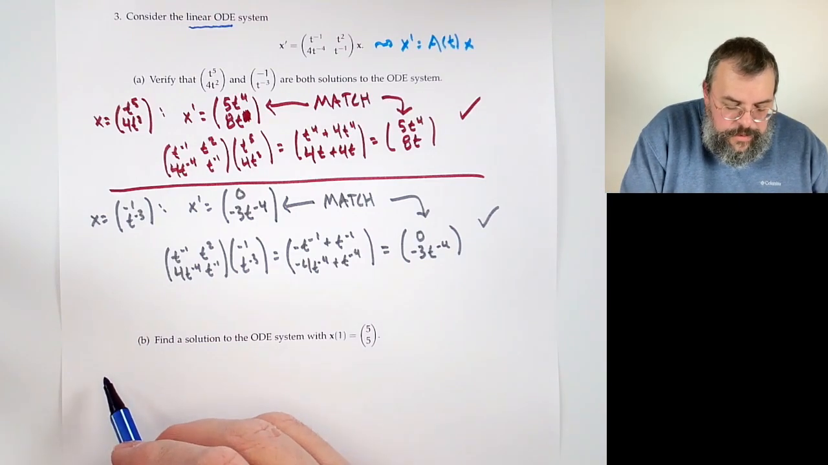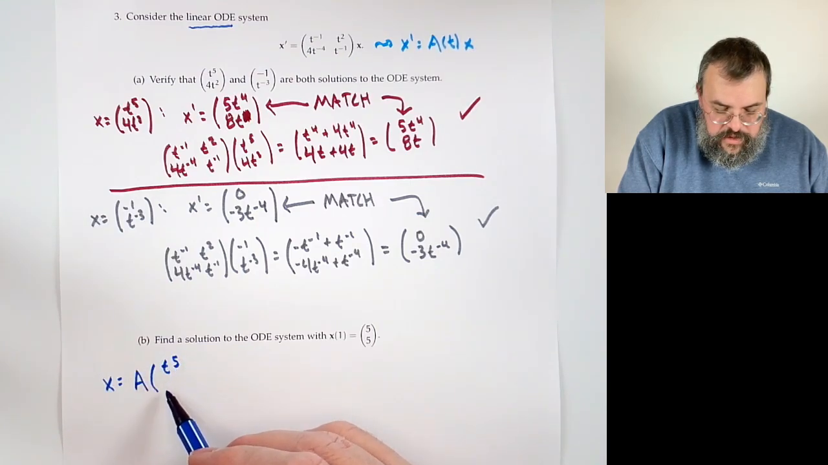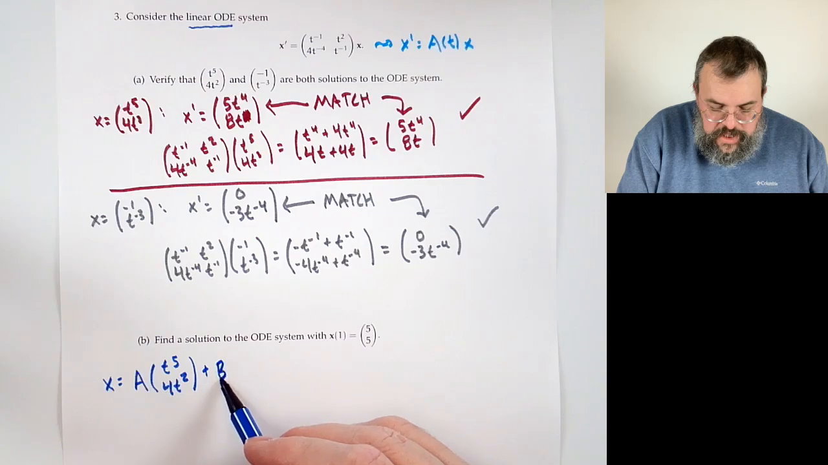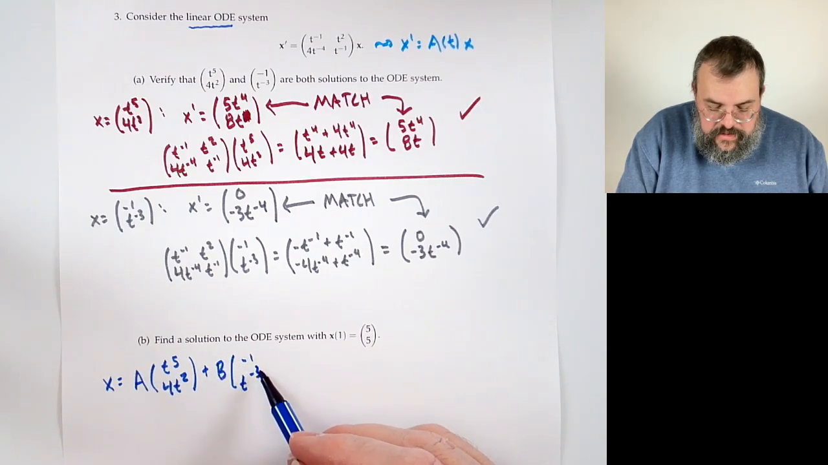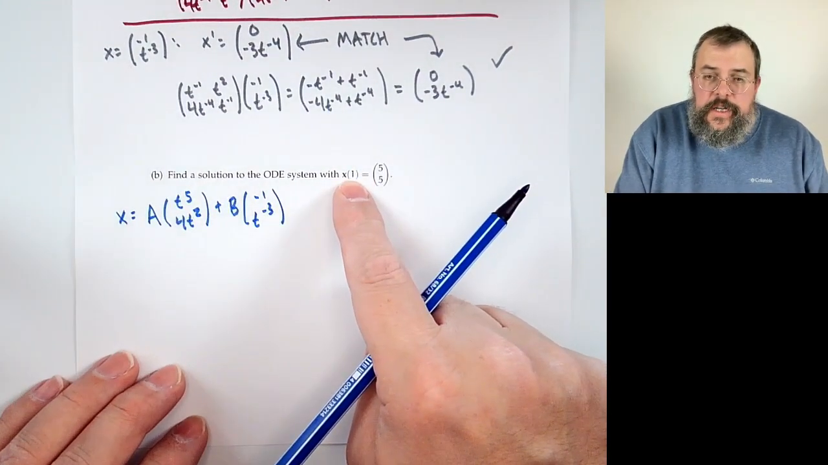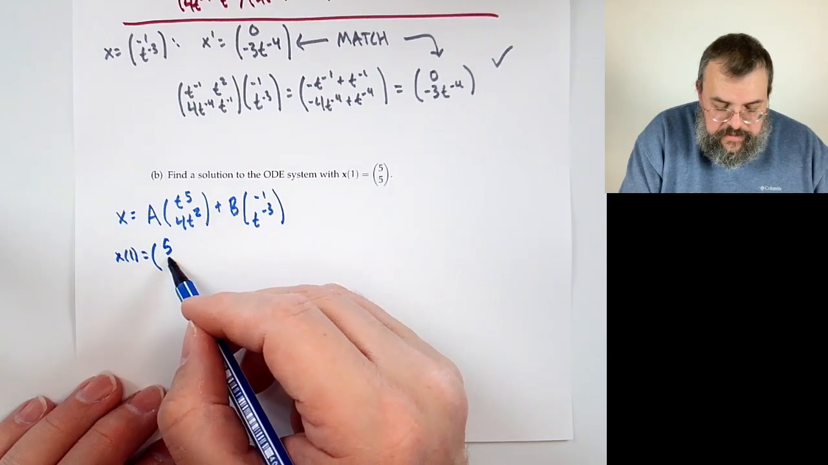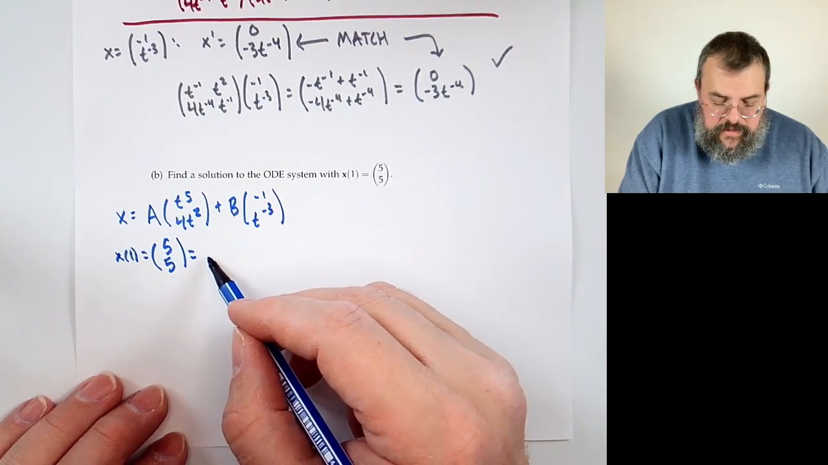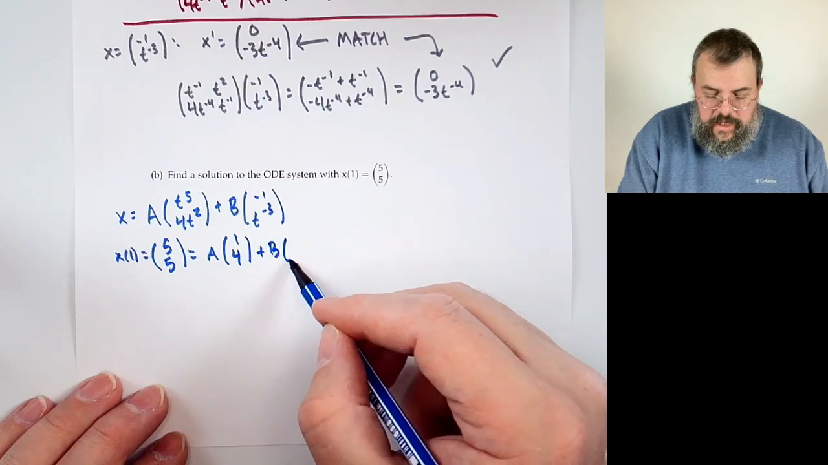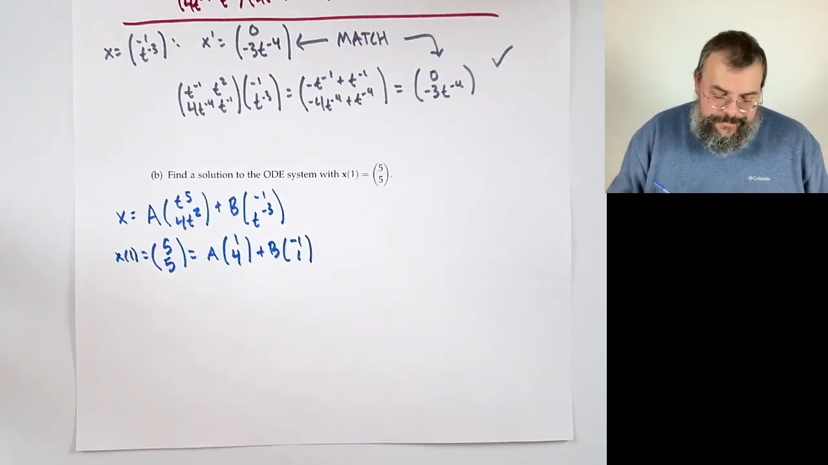So what we should really be looking for is some linear combination of these two solutions. So I have a times (t to the fifth, 4t squared), and then b times (minus 1, t to the minus 3). Now, let me move this up. We're going to plug in time 1, and we want to get (5, 5). So x of 1 should be (5, 5). Well, that's the same as a times (1, 4), plus b times (minus 1, 1). It's really easy to plug in 1.